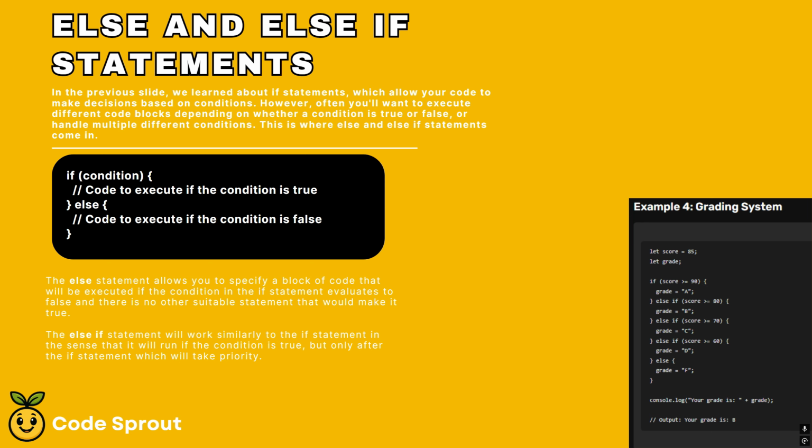For this example, since our score is 85, the if statement condition would not be satisfied. And so our program would go to the next else if statement. The first else if statement states that our score is greater than or equal to 80, which is a satisfied condition. And so if we print our grade variable through the console, we'll get that our grade is B.